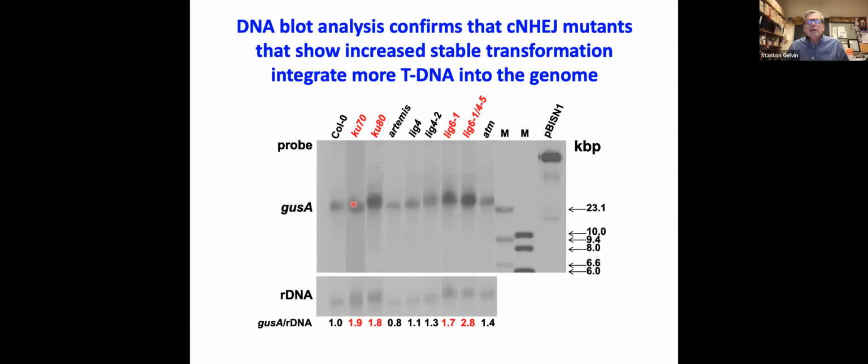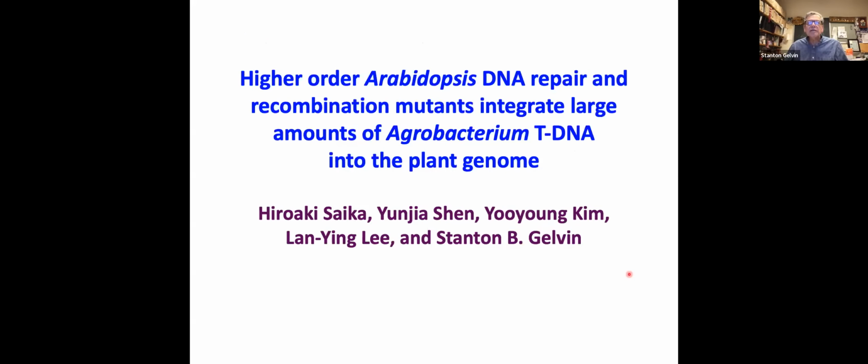In fact, in the Ku70 and the Ku80 and the DNA ligase 6 mutants, we see 2 to 3-fold higher levels of T-DNA integrated into the plant DNA, which is exactly the same thing we saw with a 2 to 3-fold increase in stable transformation. So this is a molecular characterization of what we were seeing with the stable transformation results. So then we started looking at higher order mutants.